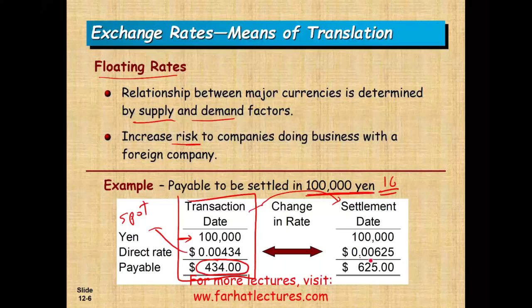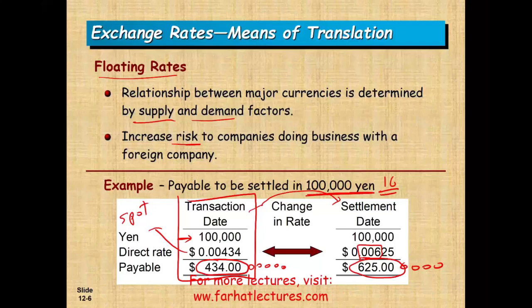Guess what? Now you need 0.006 to pay them the 100,000 yen. So 100,000 yen times 0.006, you need $625. You might be saying, oh, what's the big deal between 434 and 625? Well, if you add zeros to these amounts, then the risk is substantial. So that's why you have a risk when you buy Japanese product.